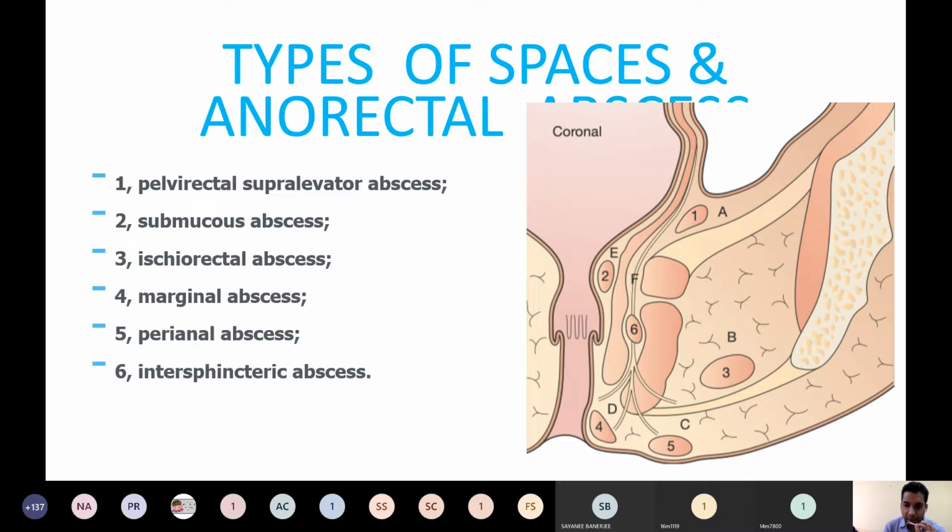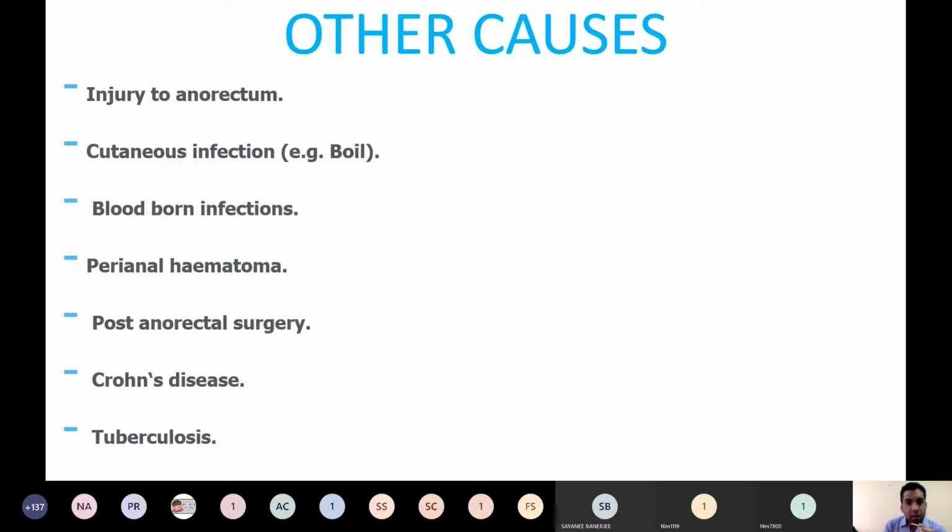It is infection of anal gland. It is only where the abscess ends up being collected. We have different types of abscesses. So other than cryptoglandular disease, there are other causes of abscesses. One is injury to anorectum, cutaneous infections such as boil. It can be folliculitis of the hair follicles seen in the perianal region. Okay, it can be bloodborne infection. It can be perianal hematoma or post-anorectal surgeries or Crohn's or sometimes even tuberculosis.